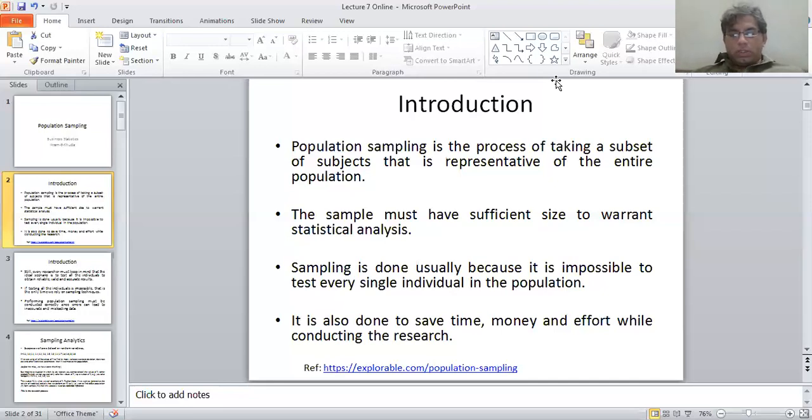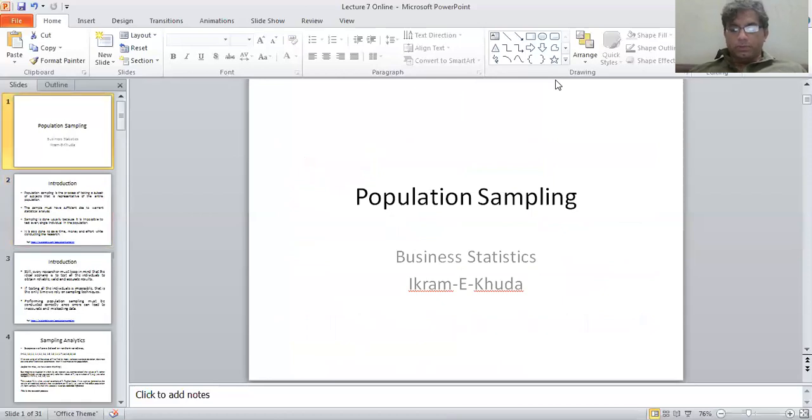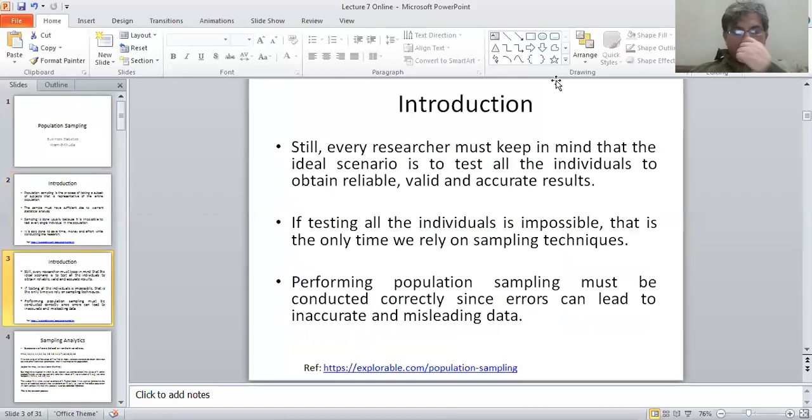So if the sample has been taken properly, it would represent the population, and definitely it would ease us to understand the population. It will save time, money, and effort while conducting the research. But every researcher should always keep in mind that an ideal scenario would be to take all the individuals of the population to analyze it. Sampling is only done because that is not a practical way of doing things.